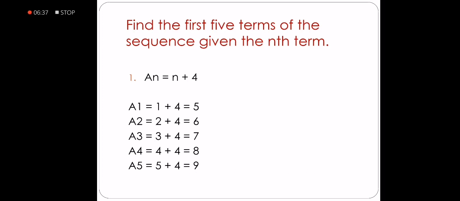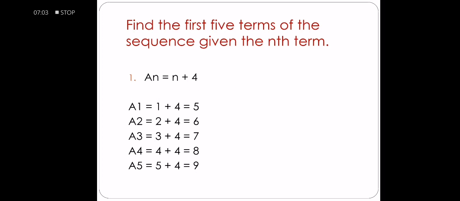Kasi walang subscript na function sa PowerPoint. So, ginawa ko na lang siyang small letter n. And yung a naman mas malaki para mapansin nyo na sub siya nung a. Okay, so para makuha natin, ang gagawin lang natin simply, papalitan lang natin si n nung term na hinahanap natin. So, una we have a sub 1.